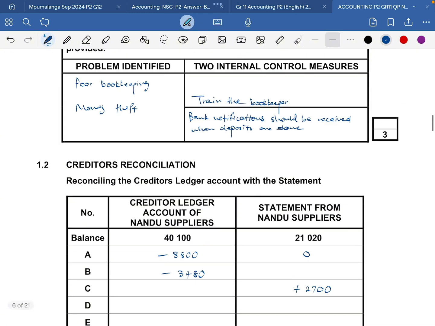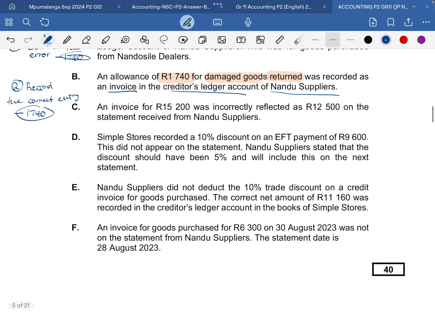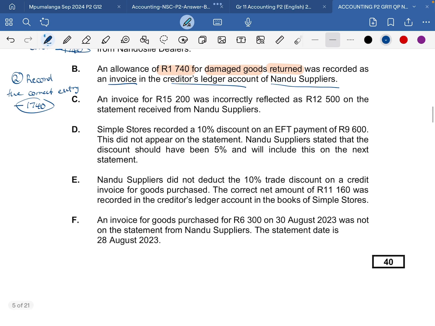Now we're going to look at information D, which says Simple Stores recorded a 10% discount on an EFT payment of 9,600, right? So Simple Stores recorded a 10% discount. This is already in our books, so this did not appear on the statement of Nandu Supplies, right? Now, Nandu Supplies stated that the discount should have been 5%.